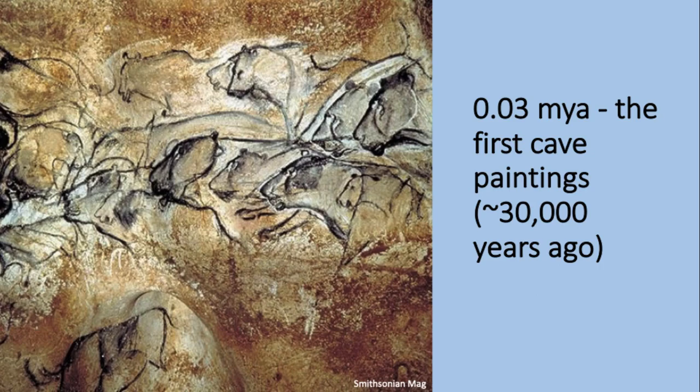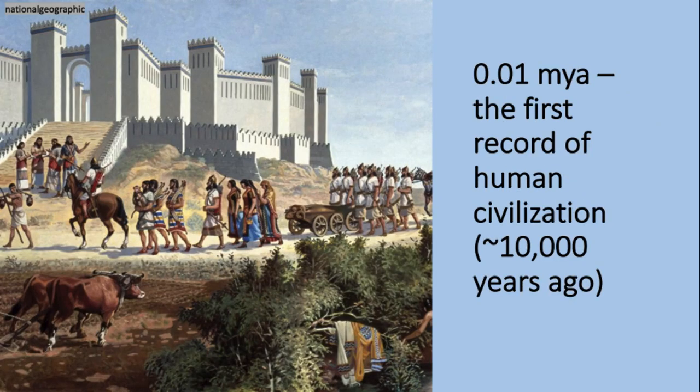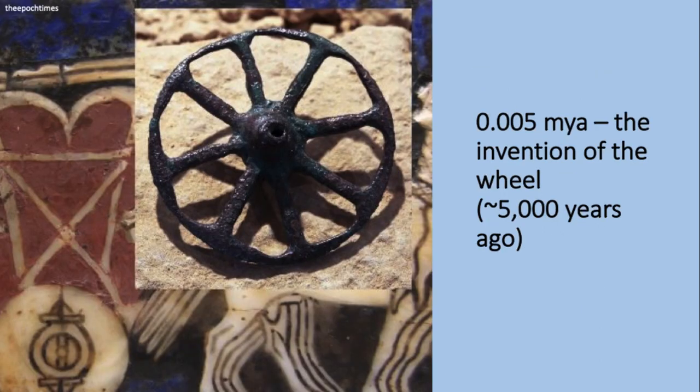Just a couple of other things to illustrate how recent our history has been. 0.03 million years ago, we have the first cave paintings. That's 30,000 years ago. And 0.01 million years ago, we have the first human civilization, or the first record of human civilization, 10,000 years ago. And then 5,000 years ago, which is 0.005 million years ago, the invention of the wheel.